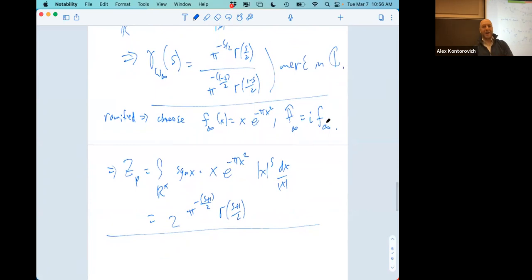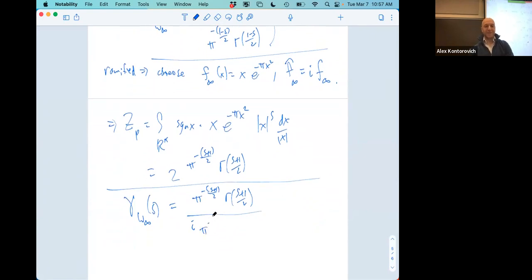When I replace f by f hat, I get just a constant factor i out. So gamma of omega infinity and s in the ramified setting is the quotient: pi to the minus (s plus 1) over 2, gamma of (s plus 1) over 2, divided by i times the same thing with s replaced by 1 minus s. Let me just write 1 minus s plus 1. Let's not do unnecessary arithmetic. Okay, again, the point is this is also meromorphic.